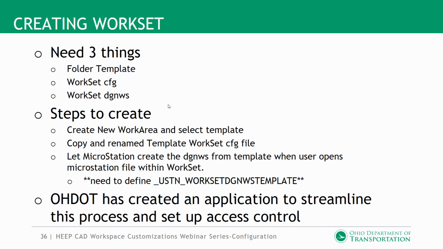Here are the steps to create a project manually. First, create a new work area, and when you create that work area, you're going to select your folder template. That would create the project directory structure, where your dgns, your Excel files, all that's going to be stored. So we're just going to create that as a work area, creating it from a template. So we've got one of the things.